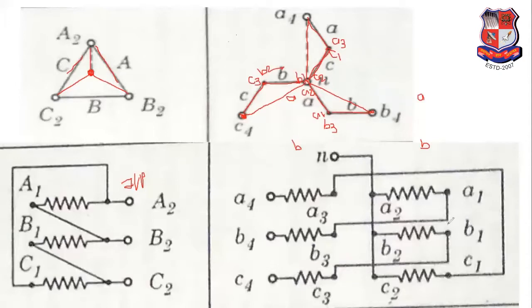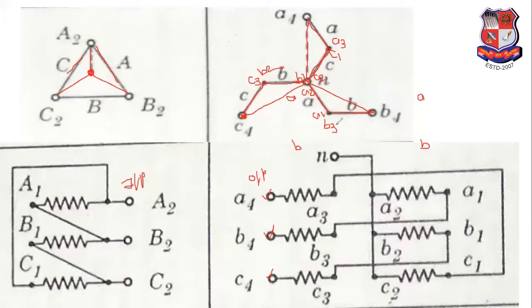Okay, now complete your winding diagram. How can you complete it? A2, B2, C2 are connected to a common point and it is the neutral. Now from A4, B4, C4 you have to take the output. A3 is connected with C1.